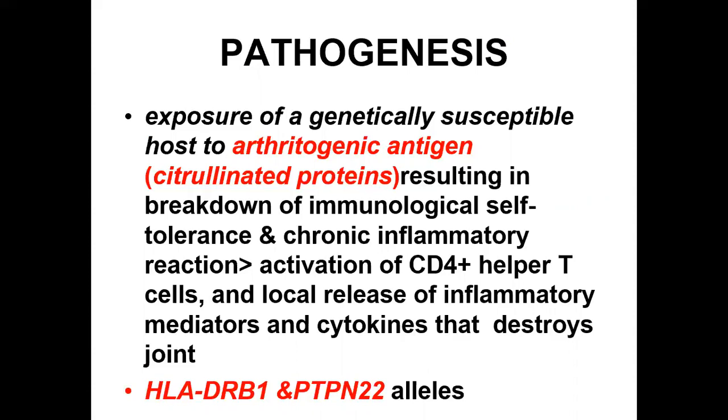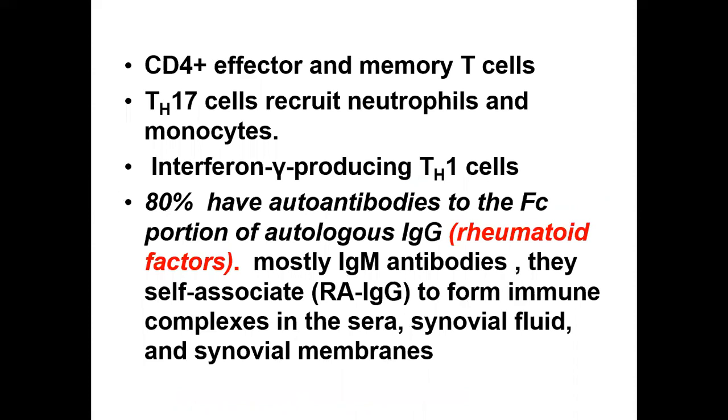And HLA-DRB1 and PTPN22 alleles are susceptible genetic predisposition genes. CD4 positive effector and memory T cells secrete various cytokines. Similarly, interleukin 17 is released from T helper 17 cells, which recruit neutrophils and macrophages, or monocytes.